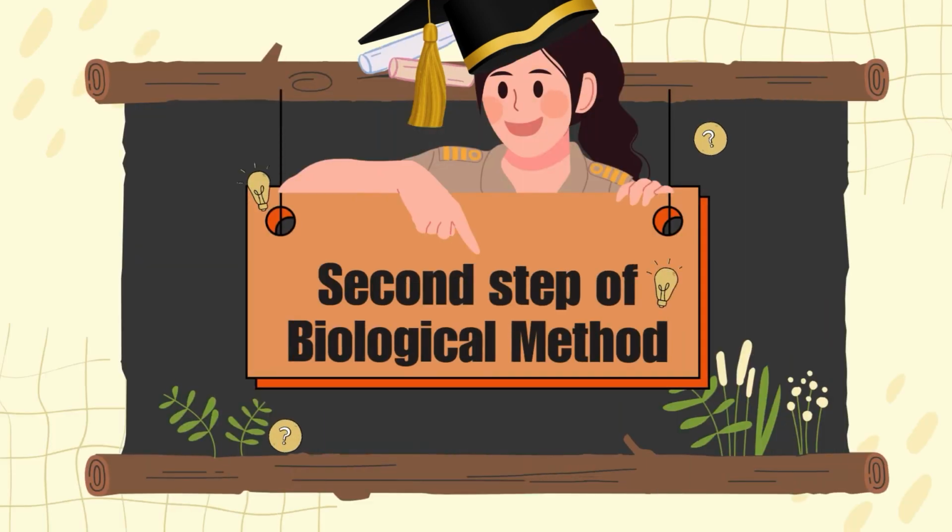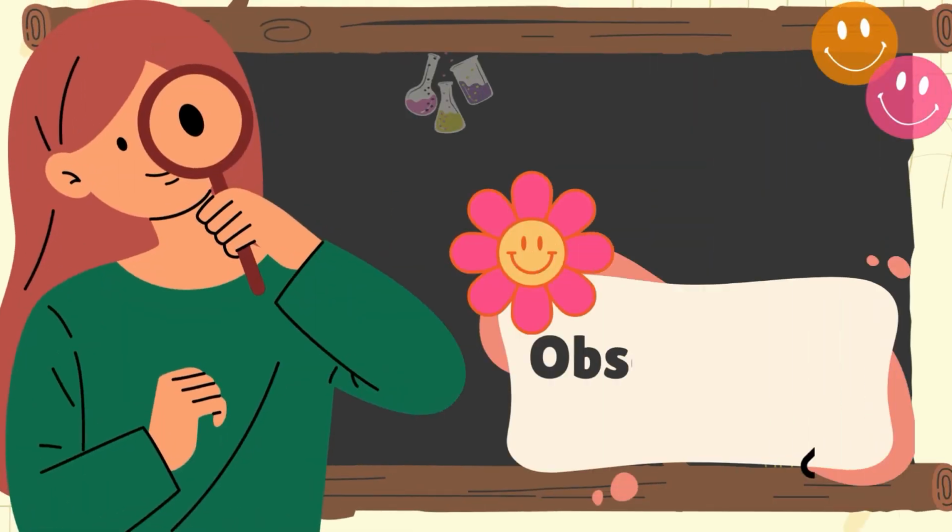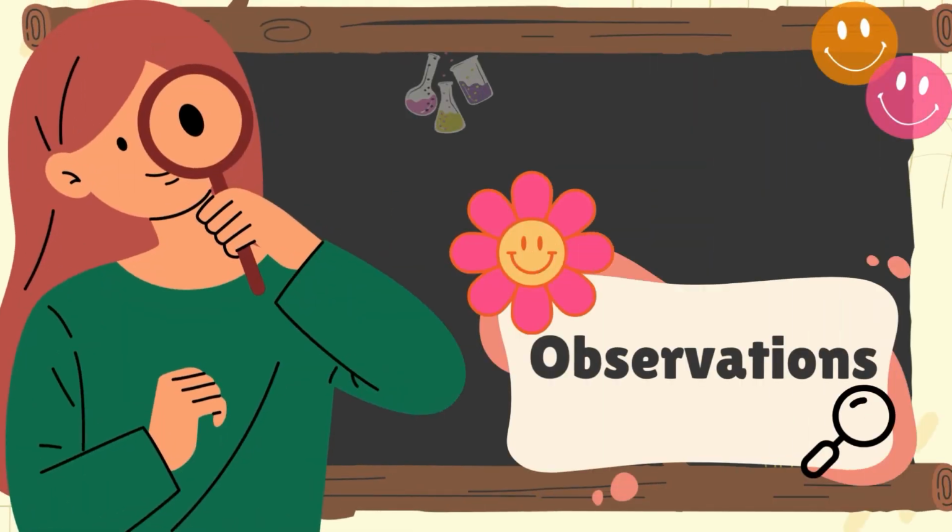Hello. Today we will talk about the second step of biological method. Second step of biological method is observation. Let's talk observation in detail.